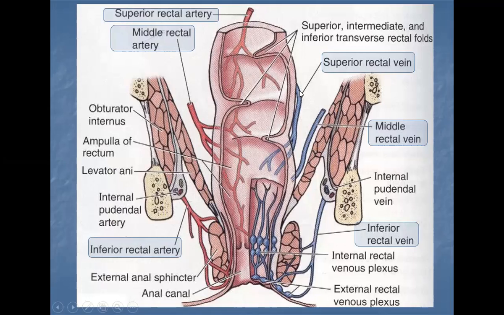Similarly, the upper part is drained by the superior rectal vein, and the middle and lower parts are drained by the middle rectal and inferior rectal veins. Because the anastomosis is with the superior rectal, there is a portocaval anastomosis, which leads to hemorrhoids. So these are the internal rectal venous plexus and external venous plexus, which can sometimes enlarge, leading to a condition called hemorrhoids, or piles, because of the portocaval anastomosis.